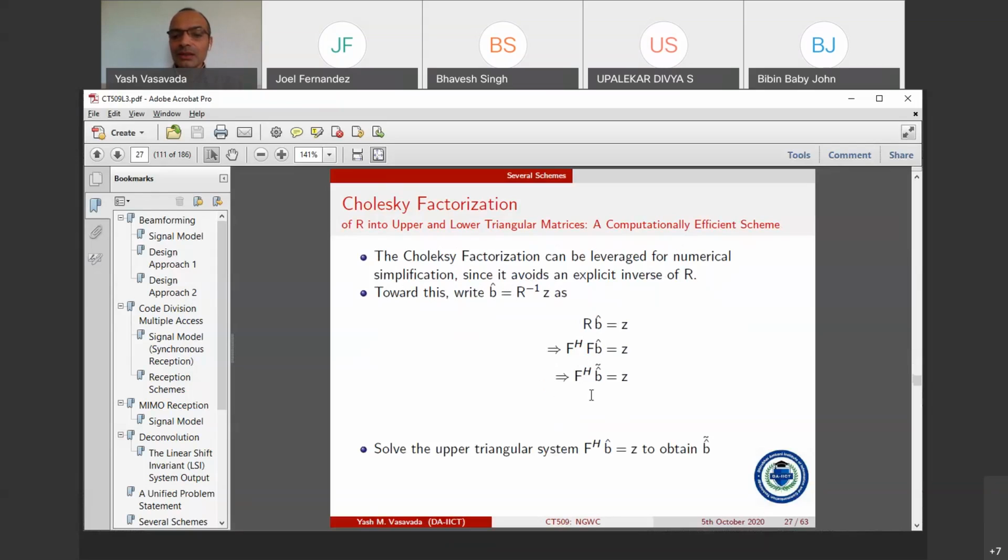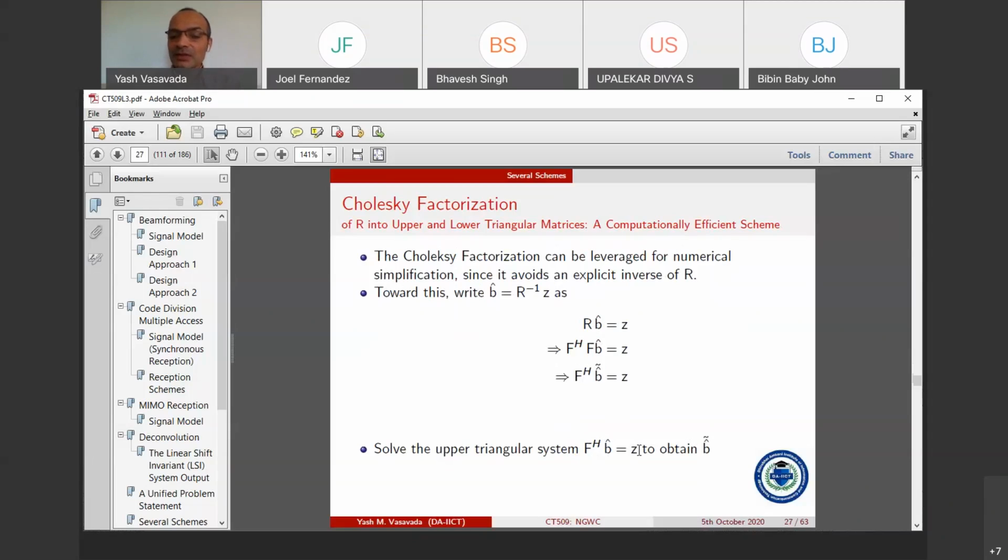And so this F Hermitian B hat, sorry, here I have a typo. This should be B hat tilde, the last equation. So we can solve this triangular system without doing any inverse, right? Because in this upper triangular matrix F Hermitian, if I look at the last row of F Hermitian, it has only one non-zero element. All others are zero. And so I can just look up the last element of B hat tilde as the last element of Z.